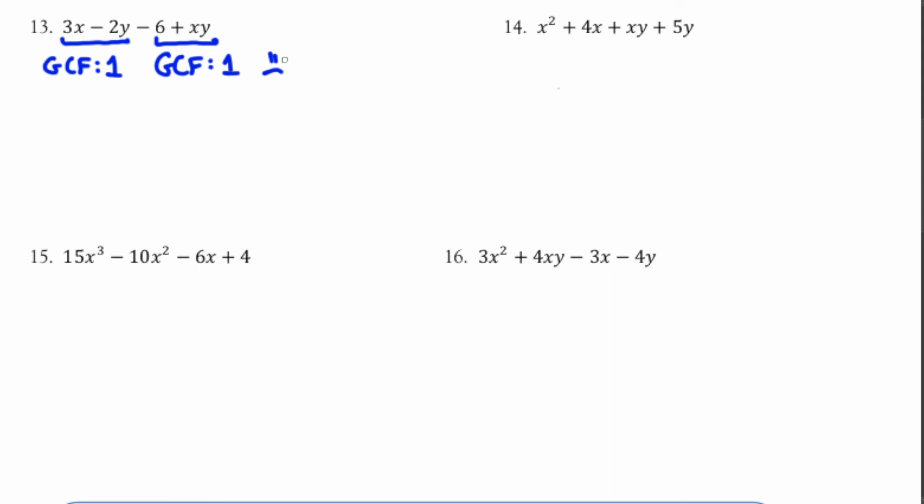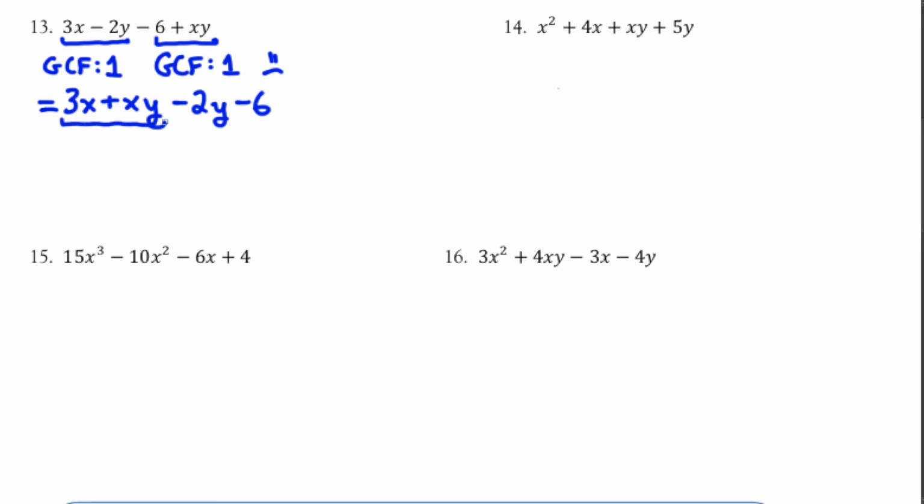Maybe there's some way that we can rearrange these terms so that the pairs of the terms will have something in common. So let's do that. Like 2y and 6 are both even, and 3x and xy both have x in them at least. So let's use the fact that addition and subtraction can be rearranged so we can do it in some other order. Let's put this plus xy over here. So I will just say that I could add and subtract in some other order. Let's see if this helps.